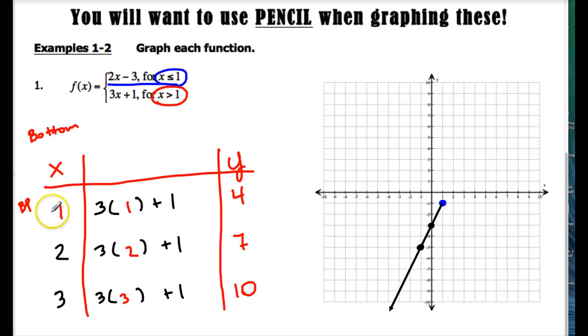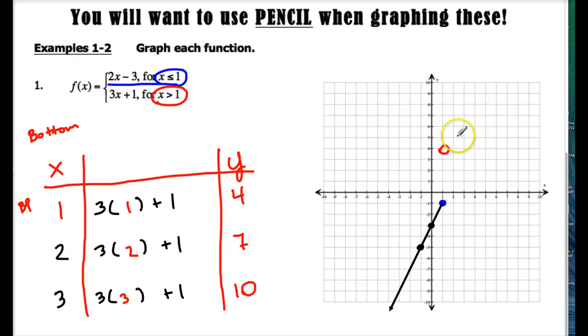My first point, my boundary point (1, 4), again I need to look at the inequality sign. This is a greater than sign. Okay, it doesn't have the equal to bar, so I have to use a hollow dot when I graph (1, 4). So it's going to look like this. Okay, that point right there. (2, 7), and (3, 10).